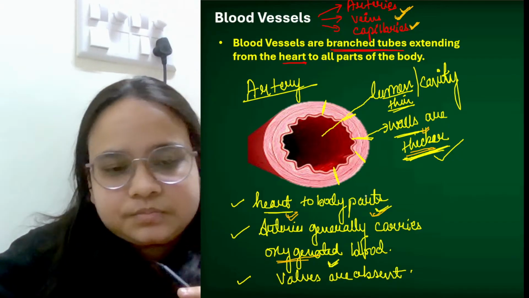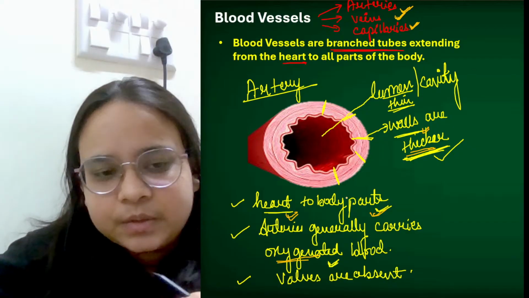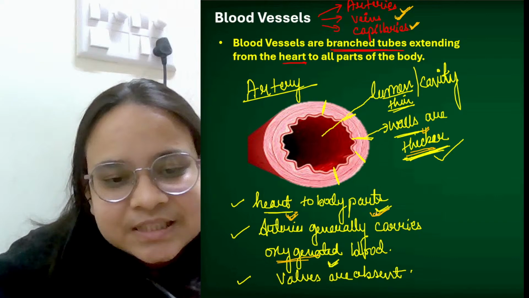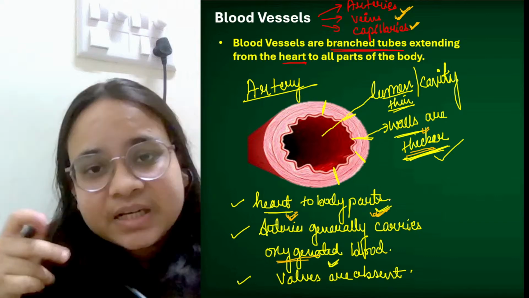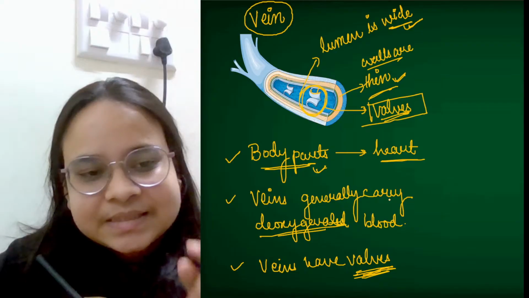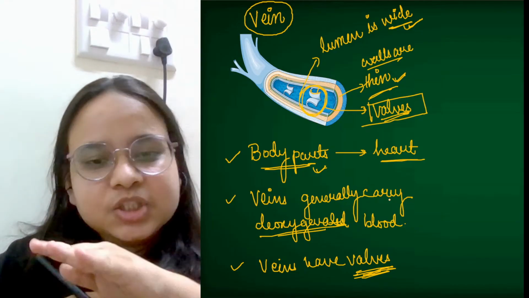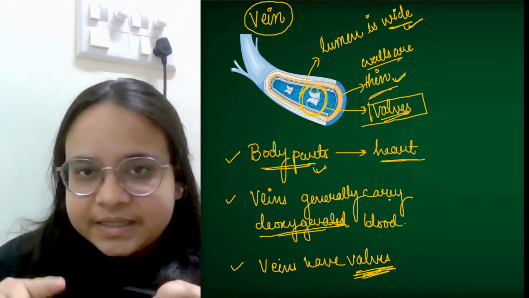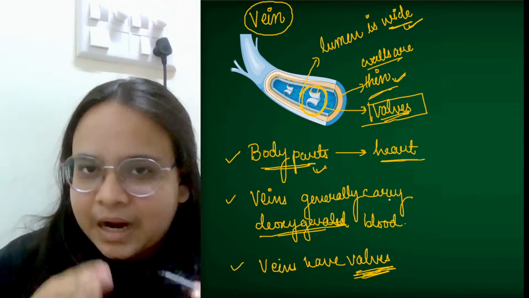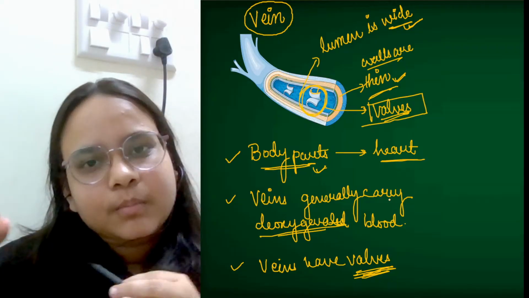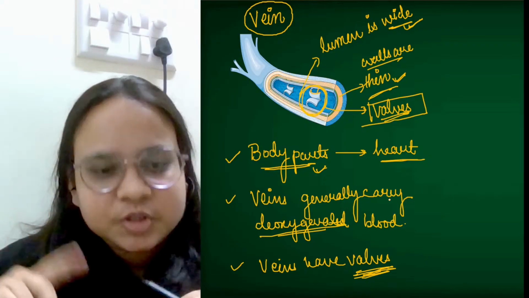Now, what does an artery do? It sends blood from the heart to distant parts of our body. The reverse happens with the veins. They send blood from body parts to the heart. So basically in opposite directions. Artery sends blood from heart to body parts, whereas the veins send the blood from body parts to the heart, just in the opposite direction.